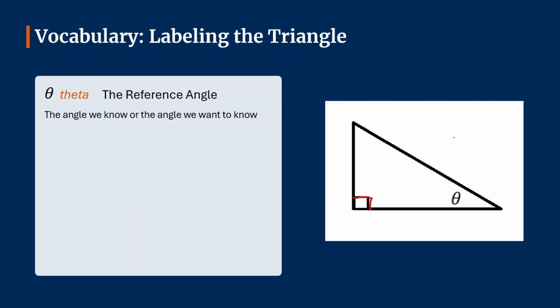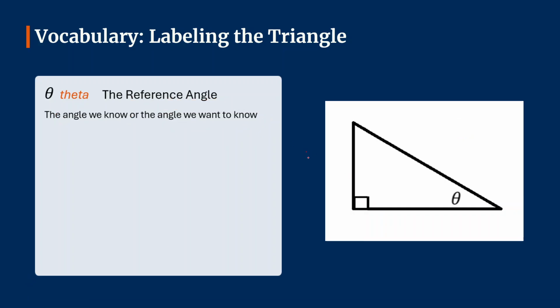And it kind of looks like, I always think of it as the planet Saturn. I draw it like that usually because it's hard to get that line exactly where it fits. So theta is officially the reference angle, but really it's the angle that we know, or the angle we want to know, or just the important angle of the question. That's going to be called theta.